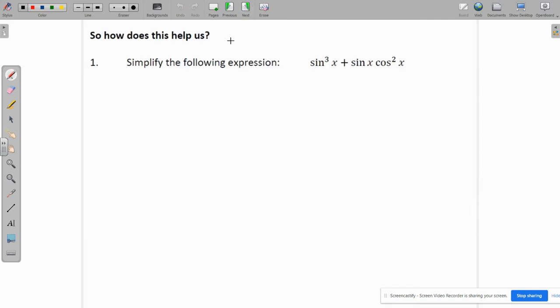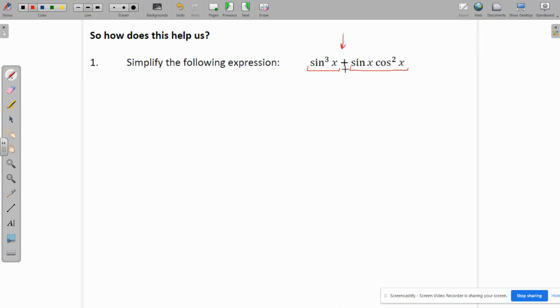The challenging part about this is you have to figure out where to start the problem. And it's not always going to be the same first step. So in this particular problem, I have sine cubed of x plus sine x cosine squared of x. Whatever comes to mind, I want you to try it. For me, what comes to mind is I can see that in this particular term, we have a sine of x, and over here in this term, we have a sine of x, right?